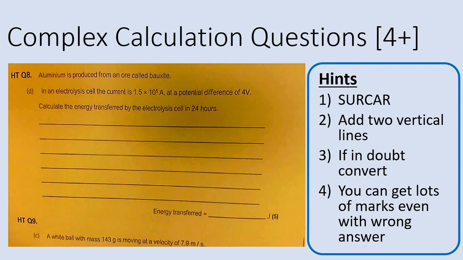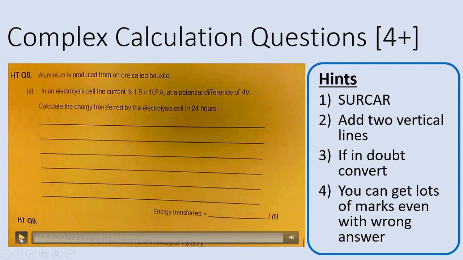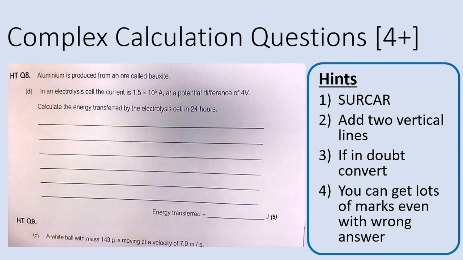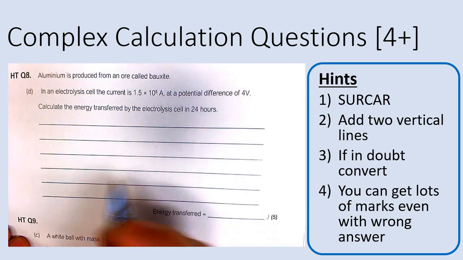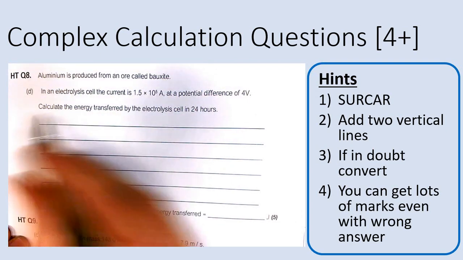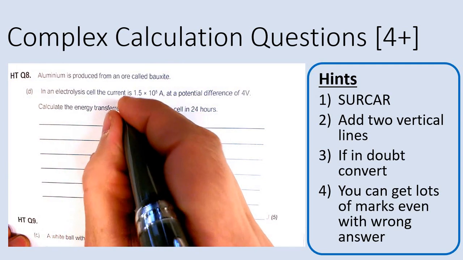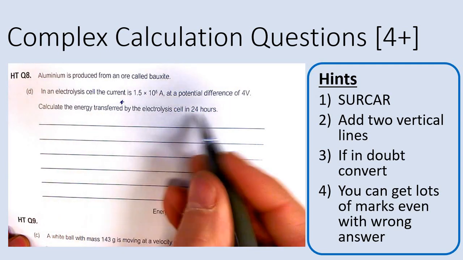Okay, so here's a complex calculation. Let's see how we approach this. It's worth 5 marks. It's a big calculation. It looks like we're going to have to do a couple of different things. So first thing is I'm just going to put the star around what it is I'm looking for. Calculate the energy transferred. Okay, so I'm looking for energy transferred by the electrolysis cell in 24 hours.